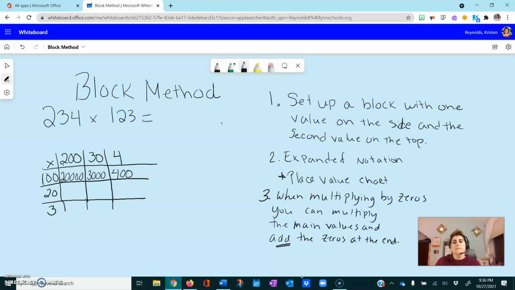Okay, moving on to the next line, 200 times 20. So really I'm dealing with 2 times 2, which is 4. And then I have 1, 2, 3 zeros. So I make sure I put those in. Again, move next to the next one. 30 times 20, which is really just 3 times 2, which is 6. And I have how many zeros? 1, 2. So I add the 2 to my answer.